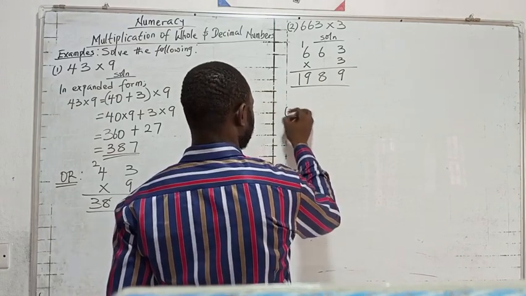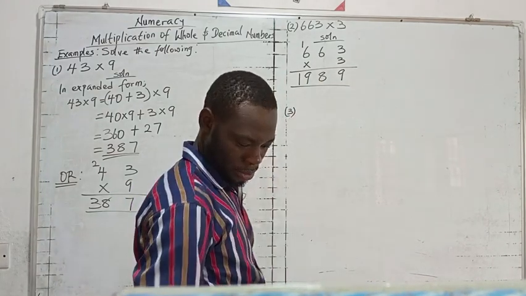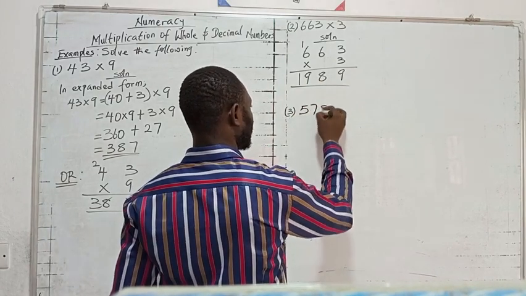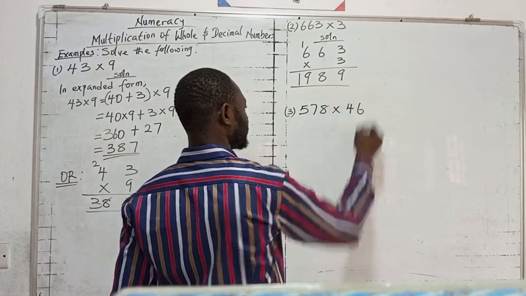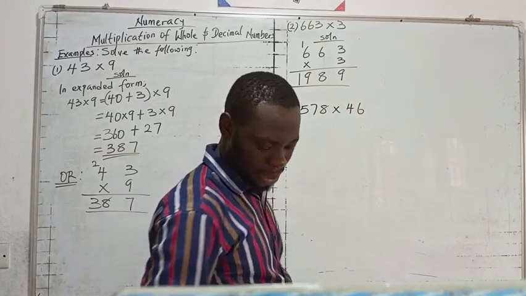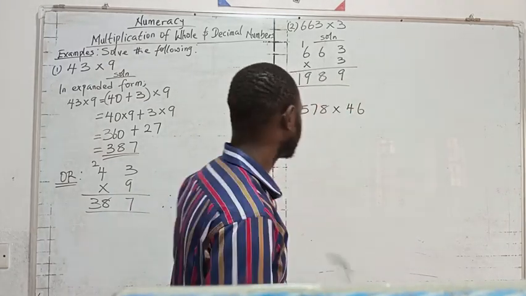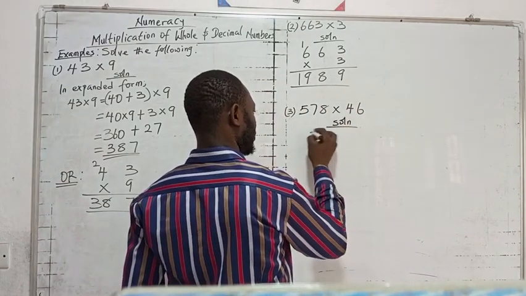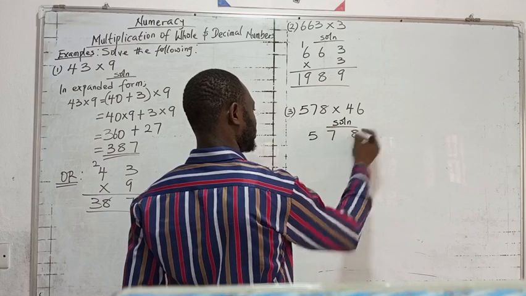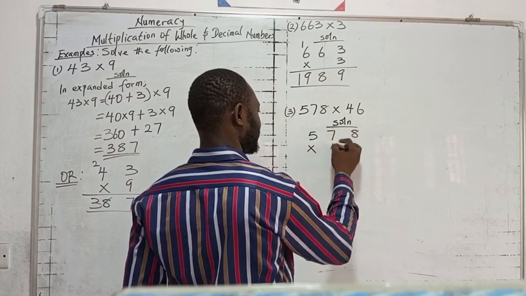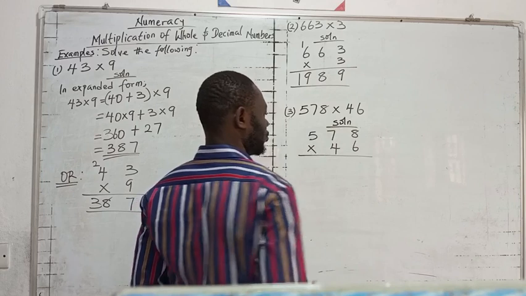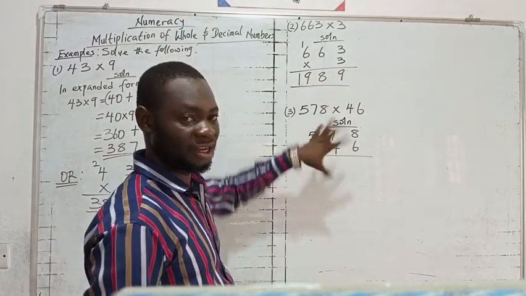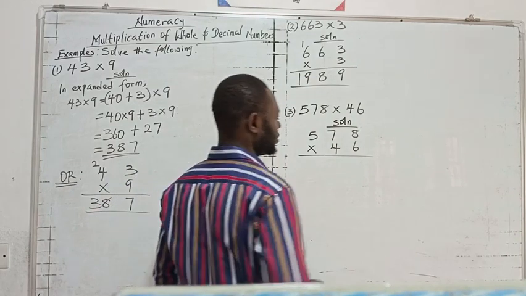Example number 3. Let's say we have 578 times 46. Let's solve. 578 times 46. Watch the arrangement. Be mindful of the arrangement. Remember, I'm using my place values also in the arrangement. So let's multiply.